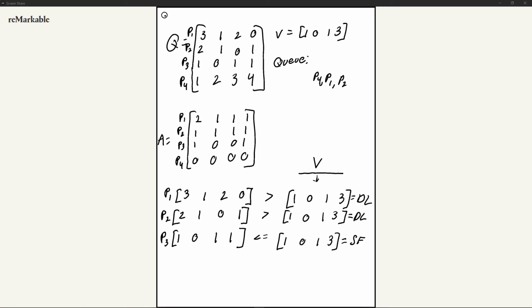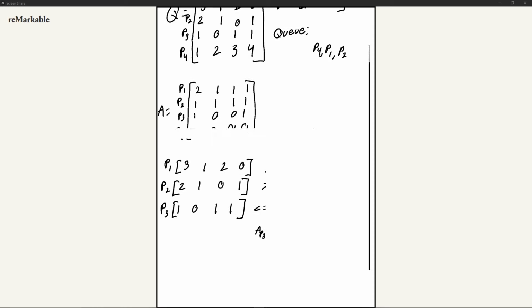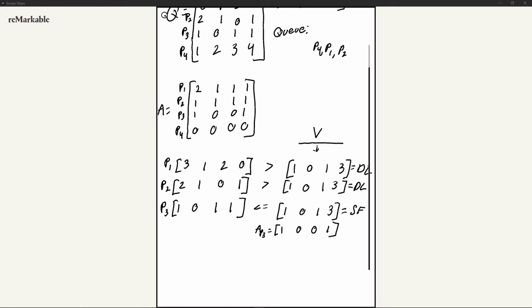Now, we take 1, 0, 0, 1, and we add it to our vector. So A sub P3 is equal to 1, 0, 0, 1. And we need to go ahead and add this. I don't know why I keep saying vector. I think you understand what I mean. It's not technically called a vector, though. And now, this is our new V.